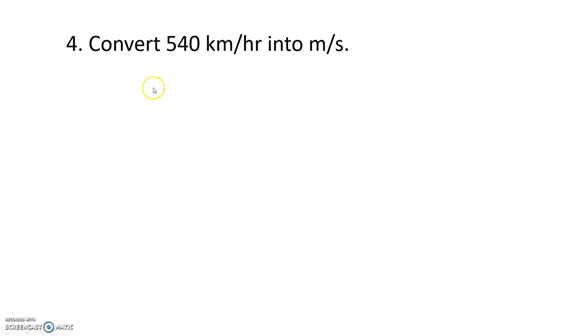Hours have to become seconds. So hours, if you just divide it by 60, it will become minutes. But if you again divide by another 60, it will become it in seconds. So let's write down 540 multiplied by 1000 upon 60 into 60 per hour.